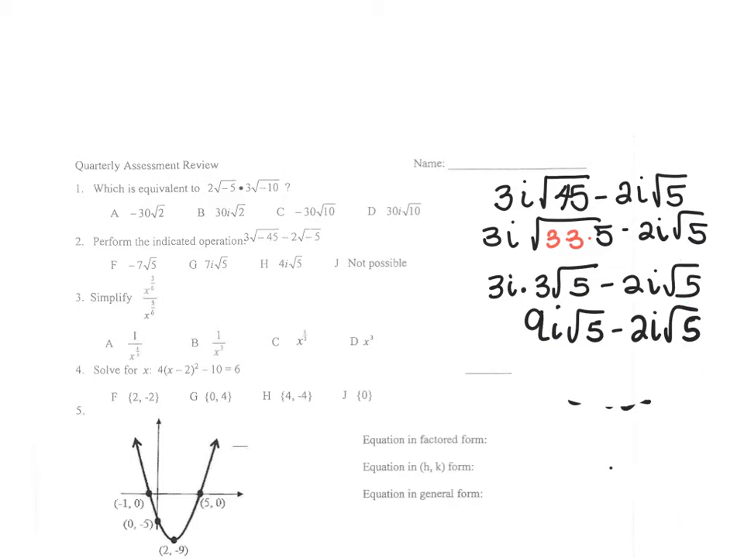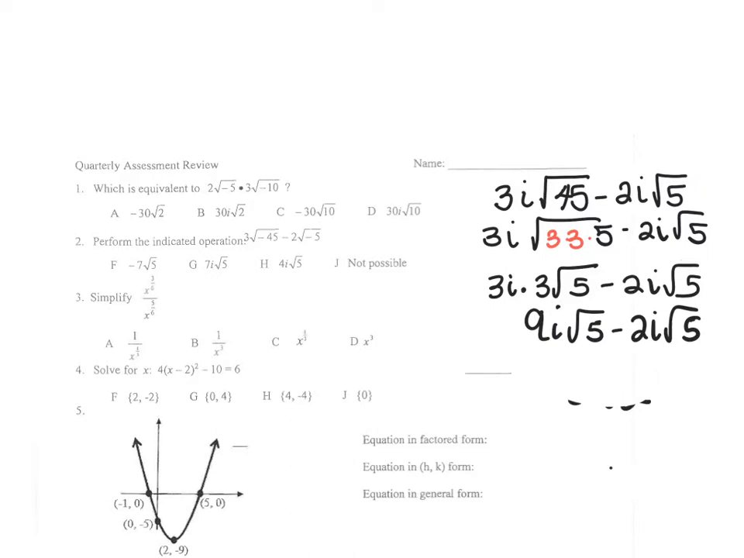So this is adding and subtracting. It's not multiplying, so we need the same radical and the same radicand. So then I have 9i square root of 5 minus 2i square root of 5. And then when you simplify that, that is going to be 7i square root of 5.